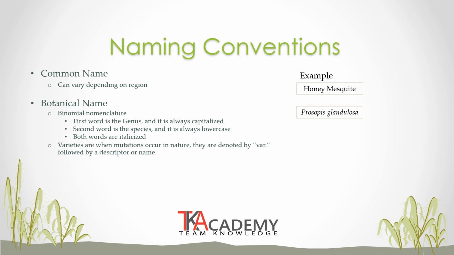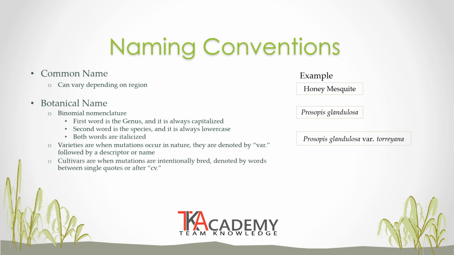Varieties are when mutations occur in nature, and they are denoted after the botanical name by VAR, which stands for variety. This is followed by a descriptor or name, as in our example, Prosopis glandulosa variety Torreyiana.